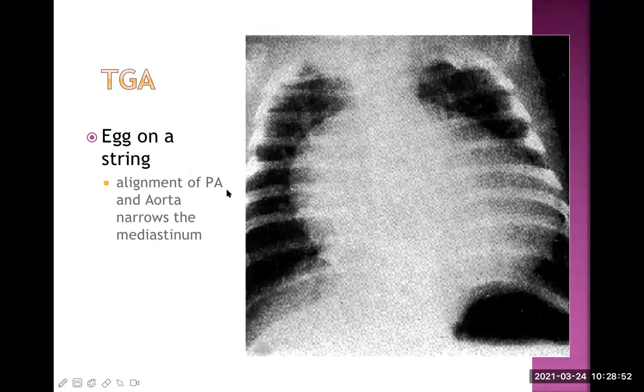This occurs because of the alignment of the pulmonary artery and aorta in the mediastinum. So this is a very important question from the MCQ point of view. Just remember, egg on a string appearance is seen in TGA.